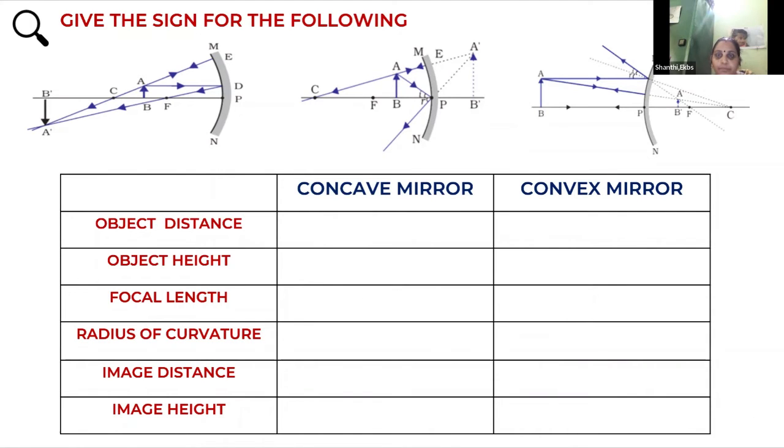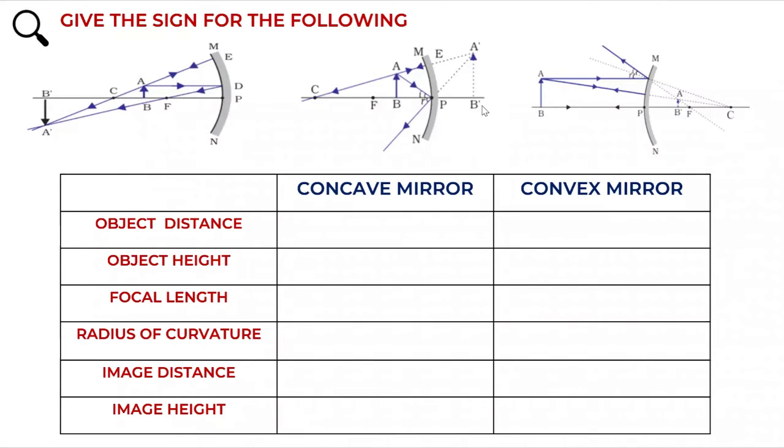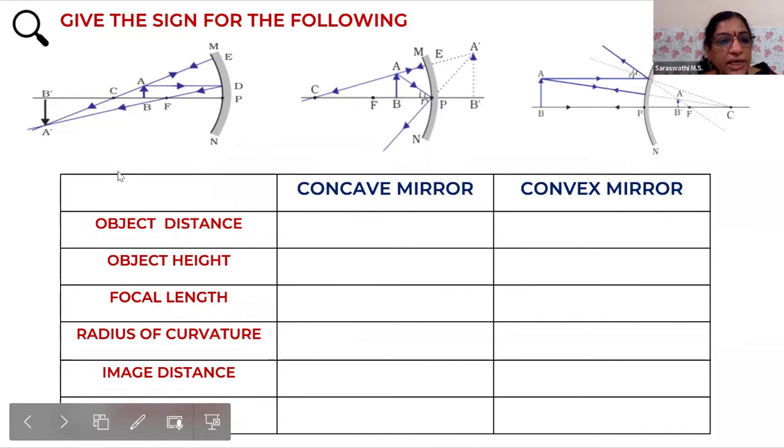Second diagram, image distance. Where is the image? Right behind the mirror, on the right hand side. So the image distance should be taken as positive. So both positive and negative are possible in concave mirror. What about convex mirror? Convex mirror positive, ma'am. Now, image height in case of the first diagram.